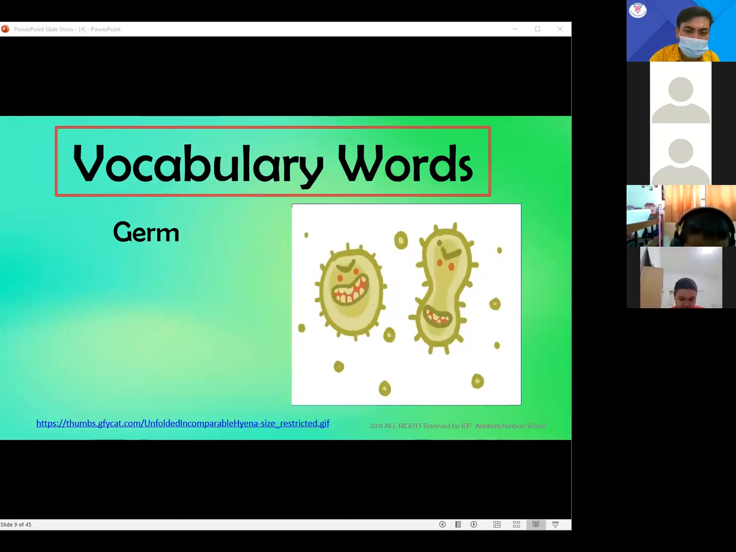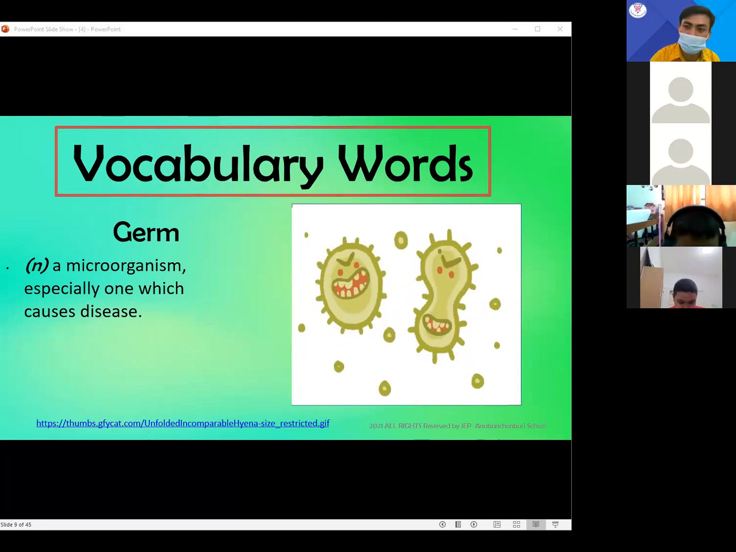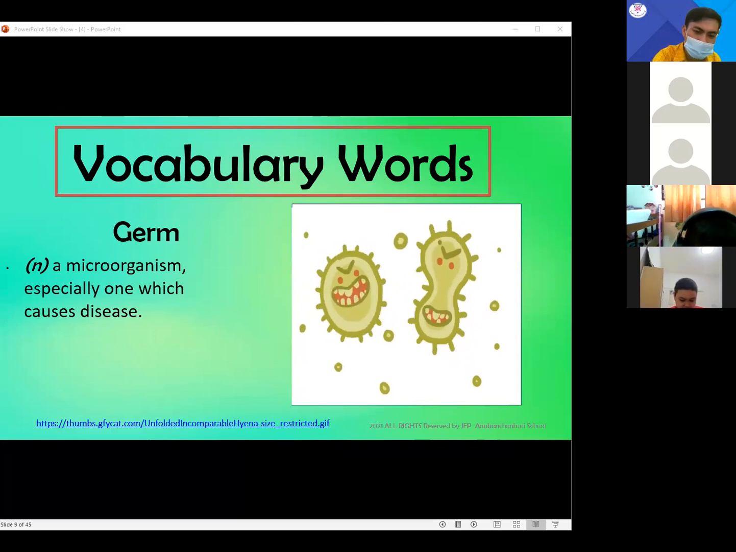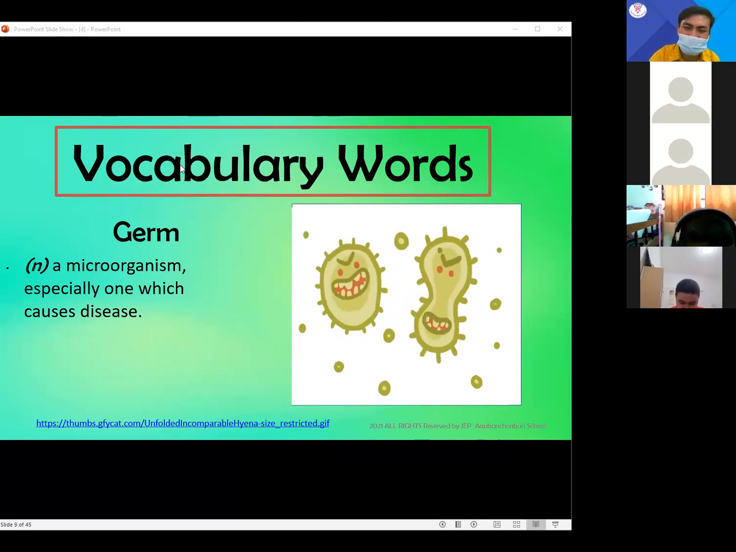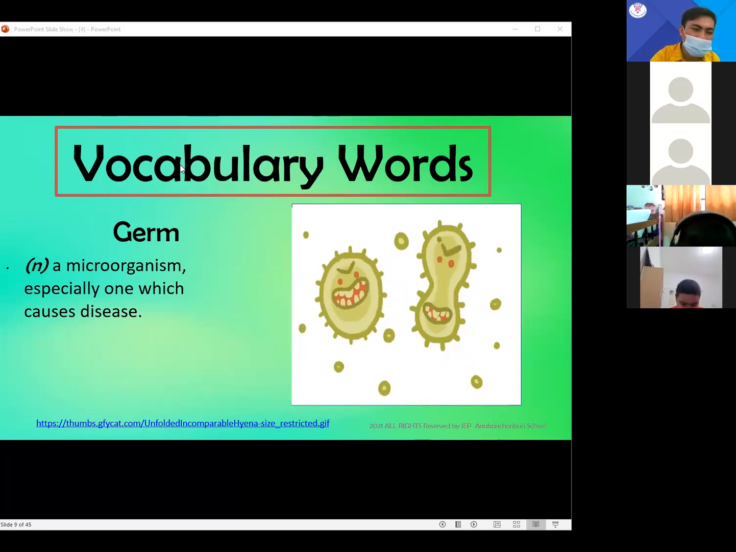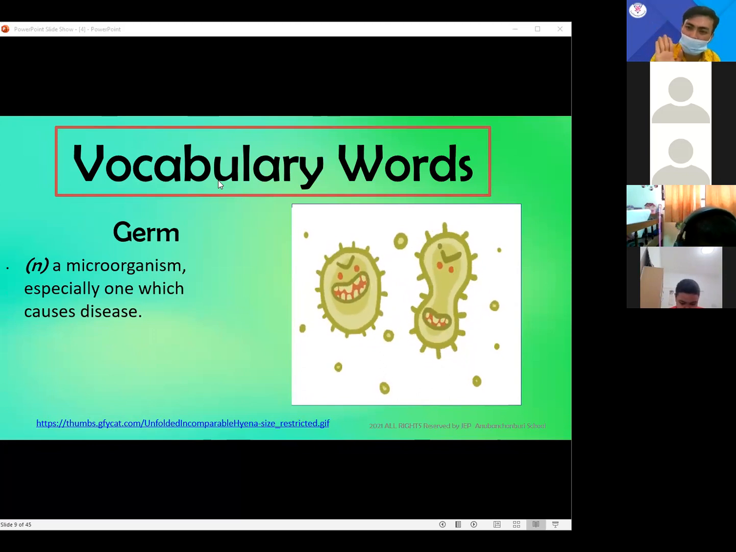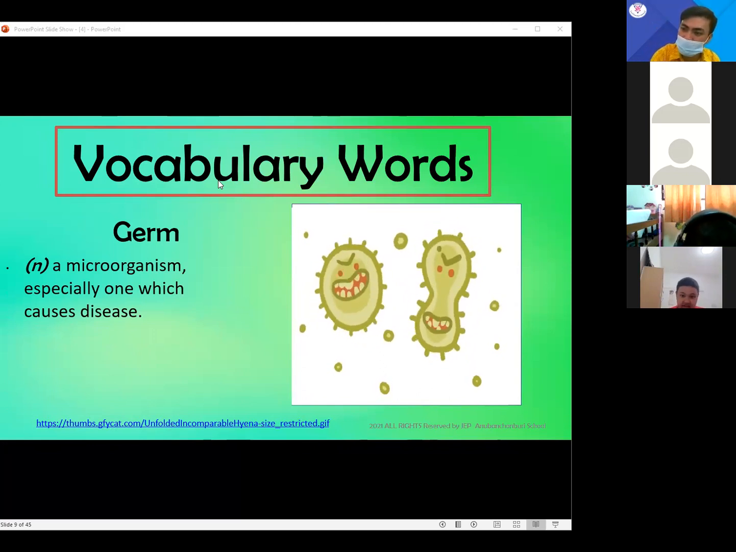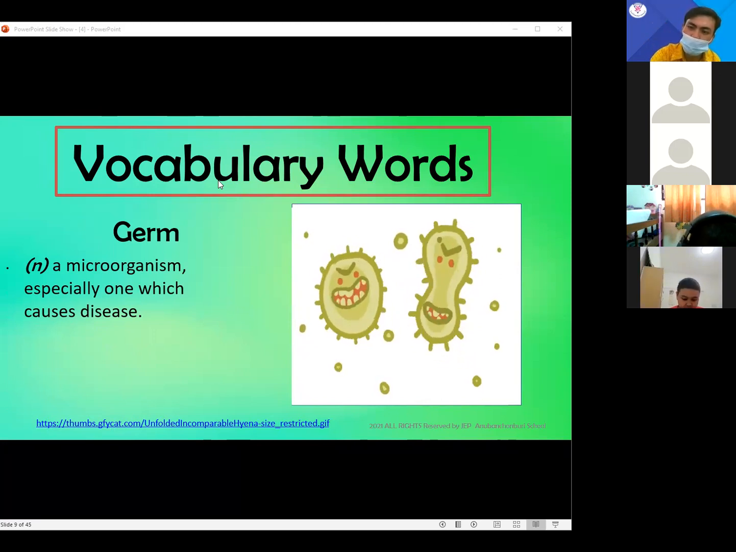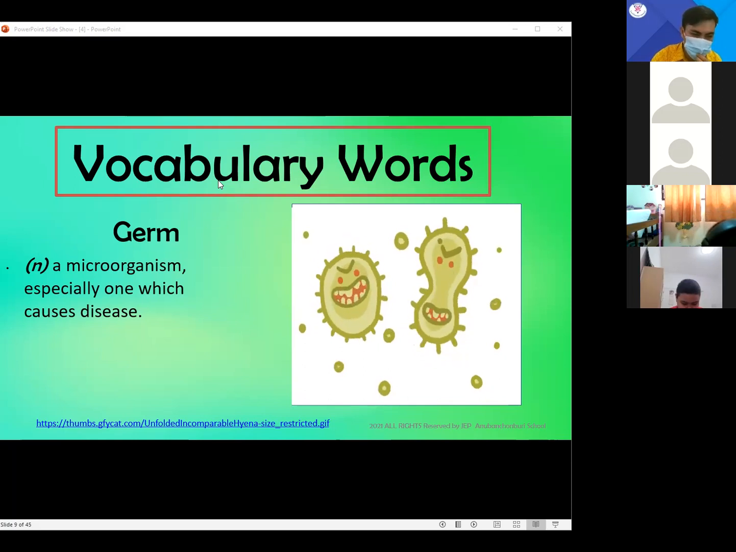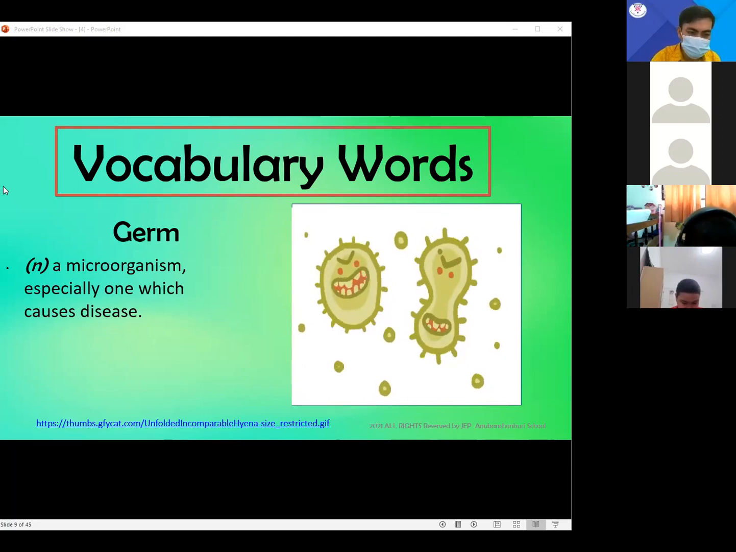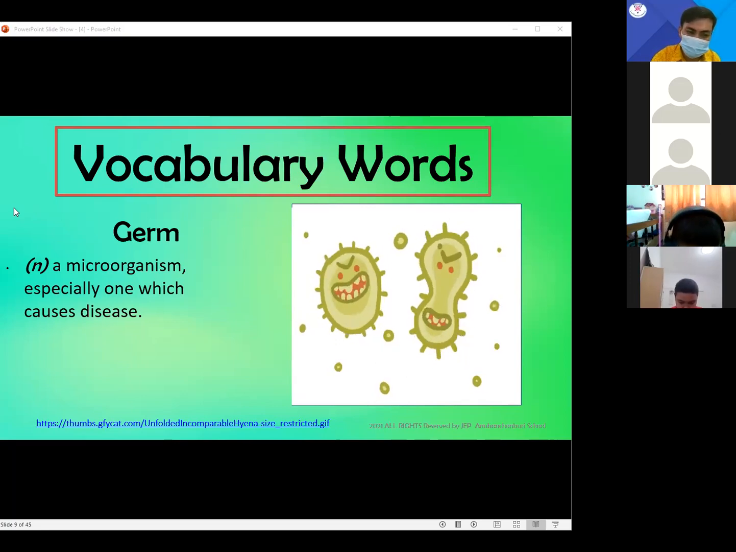Let's begin with the first word, germ. A germ is a microorganism. Microorganisms means very small, we cannot see them with our naked eye. These are the ones that cause diseases. So if our hands are dirty and then we eat the food, the germs from our hands will go to the food, and when we eat the food, the germs can go inside our body and we will become sick. So you need to be very careful with that, because the germs will make us sick.